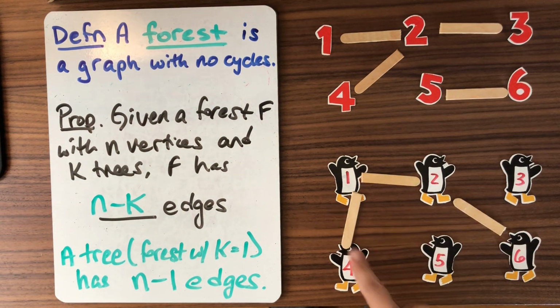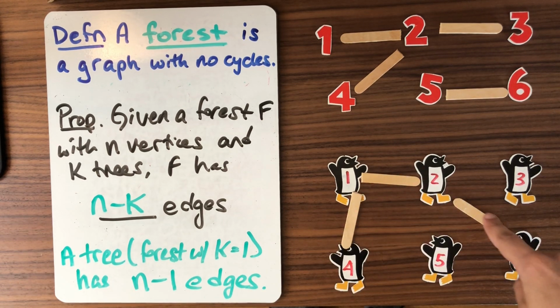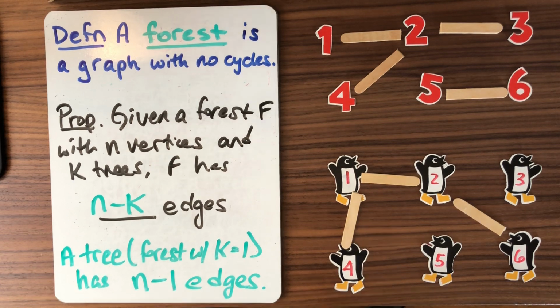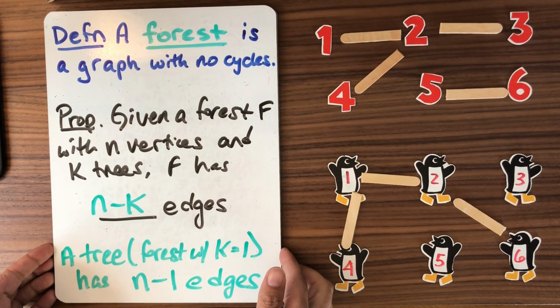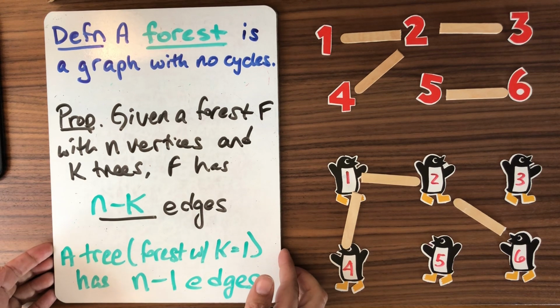Here we have 6 vertices. We have 1, 2, 3 connected components, and we have 6 minus 3, which is 3 edges. So in fact, this is true, and you can prove it by induction. It's a great exercise that I highly recommend.